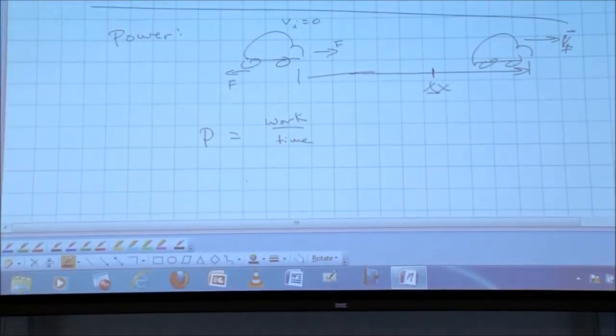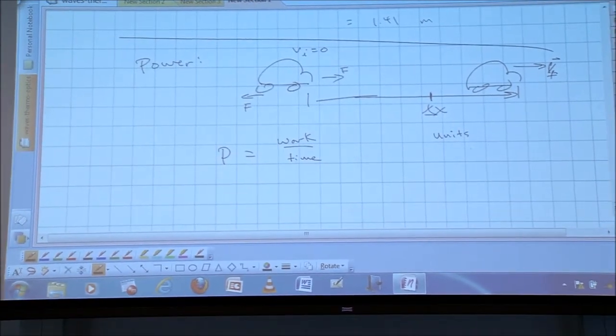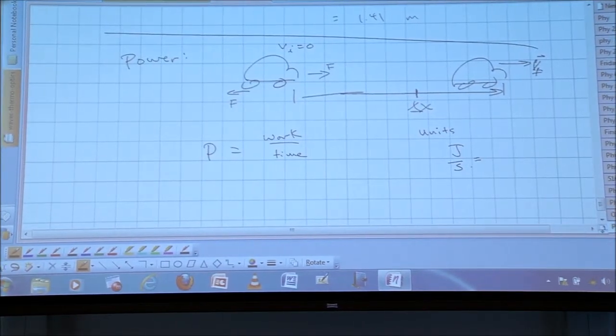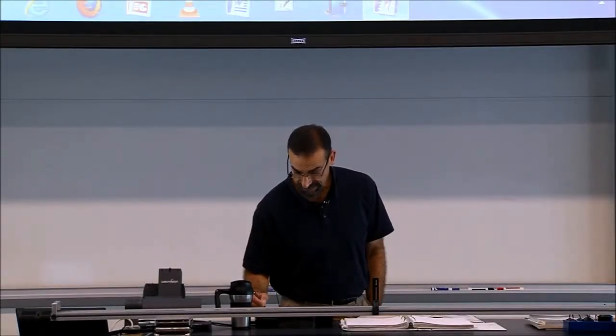Power is work divided by time. The units are joules per second. We get tired of writing joules per second, so we call that a watt, capital W. Because we didn't have enough W's already, did we? Weight, work, watts, lots of W's. It's okay, next quarter you're going to have a lot of V's to deal with. Work over time, watts, joules per second.